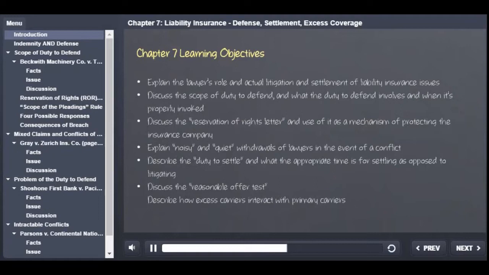We'll deal with a couple of cases in which there are conflicts for lawyers and talk a little bit about noisy and quiet withdrawals by lawyers in the event of a conflict. We will also deal with the question of the duty to settle and what the appropriate time is for settling as opposed to litigating. We'll deal with the reasonable offer test and look at whether or not that helps in evaluating settlement offers. And we'll also take a look at the way that excess carriers interact with primary carriers and specifically look at a case of drop-down liability.